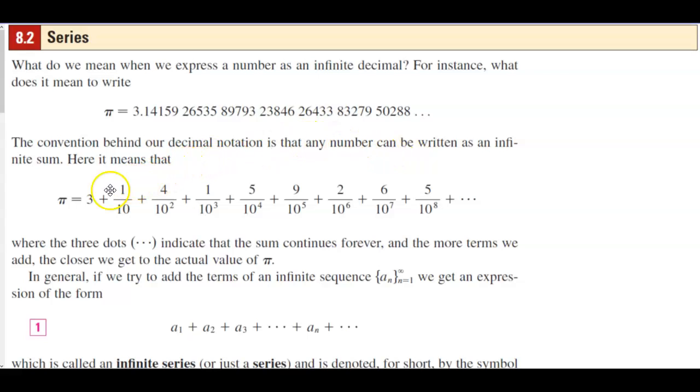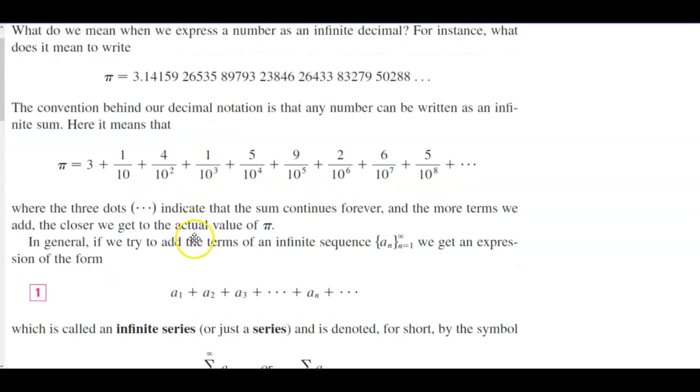So here what it means is that pi is going to equal 3 plus, you see the 1 over here, that's 1 over 10, plus 4 is in the hundredth place, that'd be 4 over 10 squared. And then the third one is in the thousandths place, so it's 1 over 10 cubed, plus 5 over 10 to the fourth, plus 9 over 10 to the fifth, plus 2 over 10 to the sixth power, 6 over 10 to the seventh, 5 over 10 to the eighth, plus we can go on and on. And we can see that those three dots indicate that the sum continues forever. And the more terms we add, the closer we get to the actual value of pi.